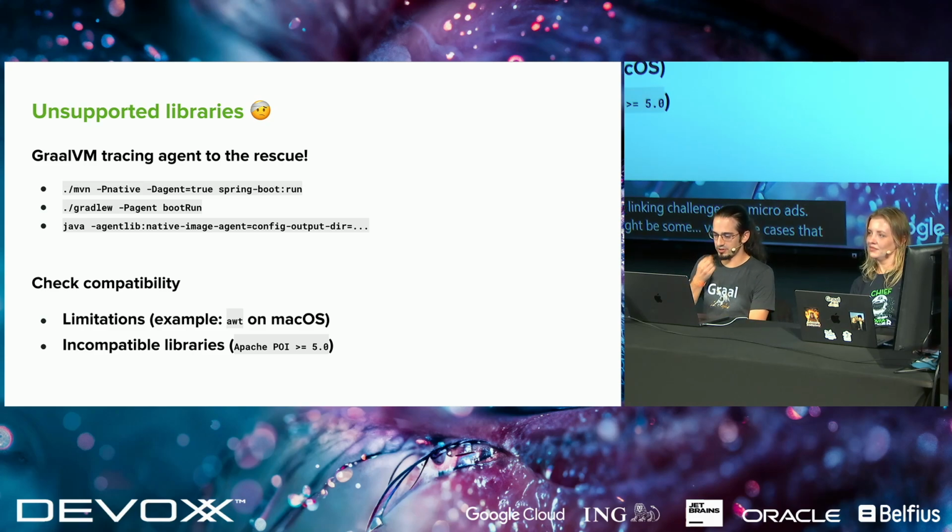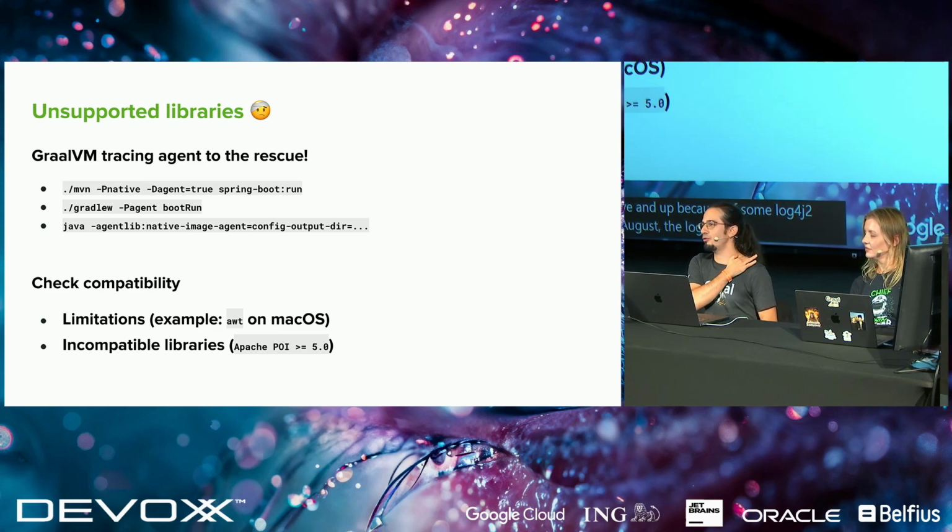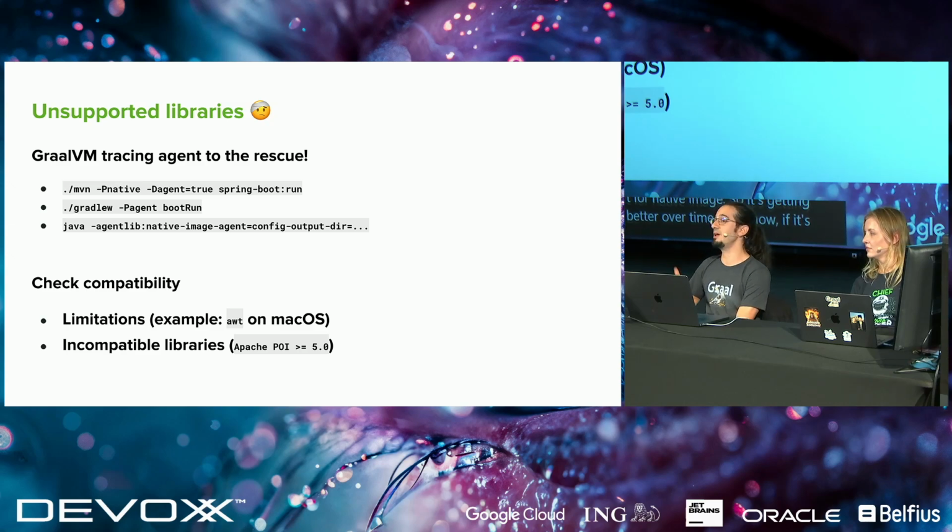When I started working on this presentation, Apache POI, our good Excel friend, wasn't working on version 5 and up because of some log4j2 dependencies. Since August, the log4j maintainers have started adding support for native image. So it's getting better and better and better over time. You know, if it's not fully compiling immediately to native, maybe in 6 months, it will be. So go bug the maintainers on their issue tracker, or generate the hints yourself, contribute them to the metadata repository. Will be forever thankful.